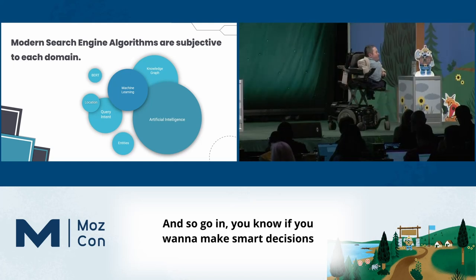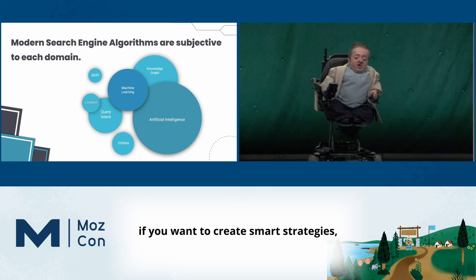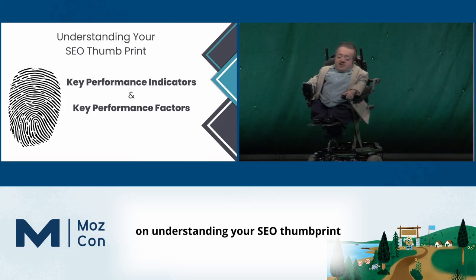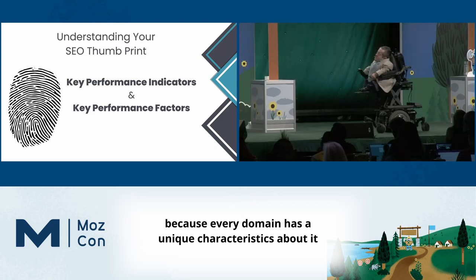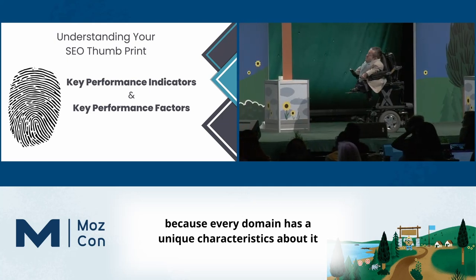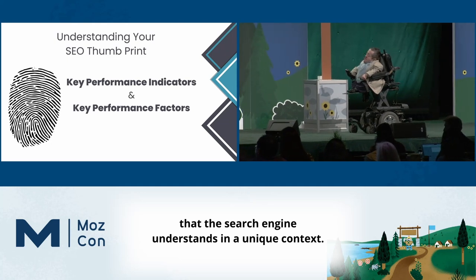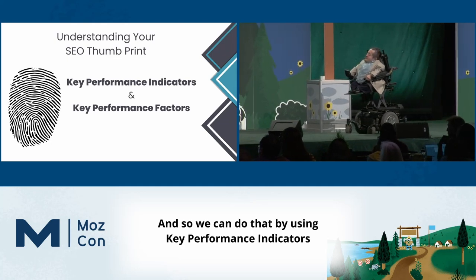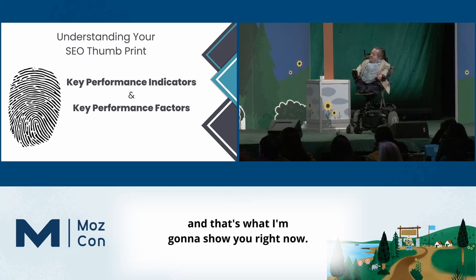And so if you want to make smart decisions with your SEO, if you want to create smart strategies, then you really need to focus on understanding your SEO thumbprint. Because every domain has unique characteristics that the search engine understands in a unique context. And we can do that by using key performance indicators and key performance factors. And that's what I'm going to show you right now.